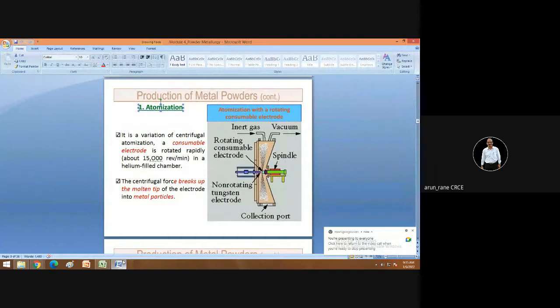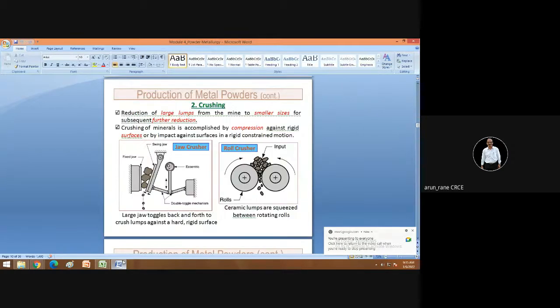These are the different methods of atomization: gas atomization, water atomization. Kind of a revision. Then centrifugal atomization. Then atomization with a rotating consumable electrode. This is how the powders are produced. This is the main task.